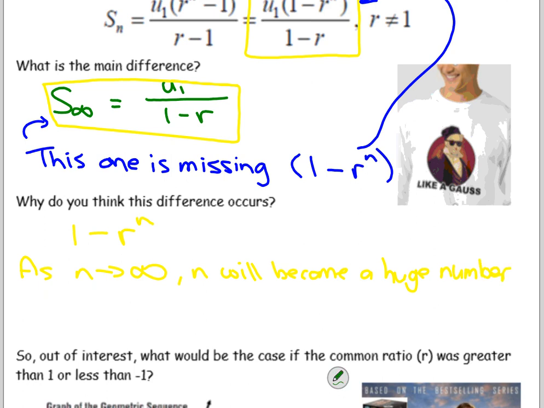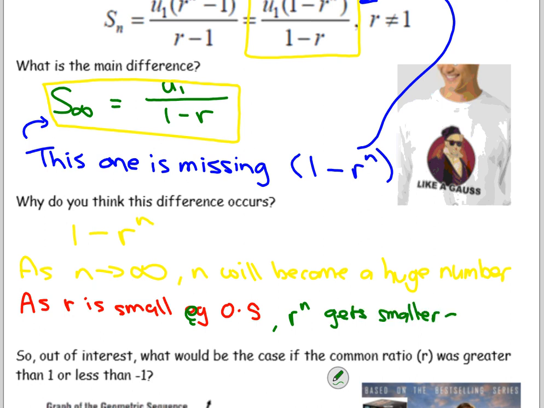So as n approaches infinity, n will become a huge number, and as r is small, e.g. a number like 0.5, the value of r to the power of n, a small number raised to the power of a huge number, would you agree, gets smaller and smaller? That's easy. r to the n gets smaller and smaller.